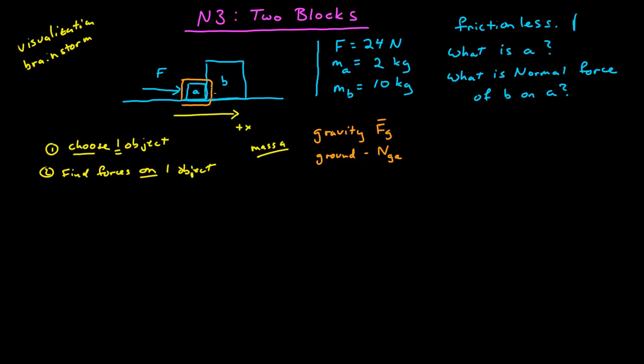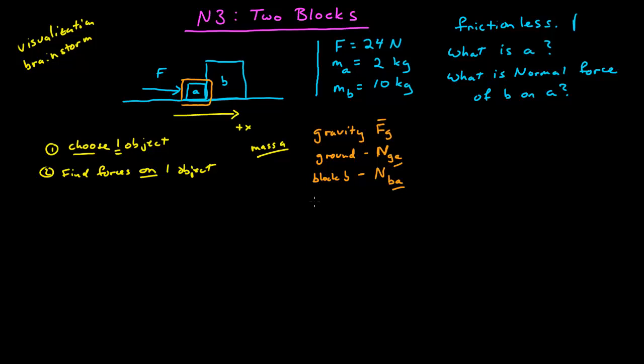The other contact force is block B, which exerts a contact force on A, and I'll call that a normal force. Again, everything's frictionless, so I'm going to call this the normal force of B on A. And so you can see how I'm using my notation here. I use subscripts since I have two normal forces, and those subscripts communicate to me what the nature of the force is: the normal force of the ground on A, or the normal force of block B on A.